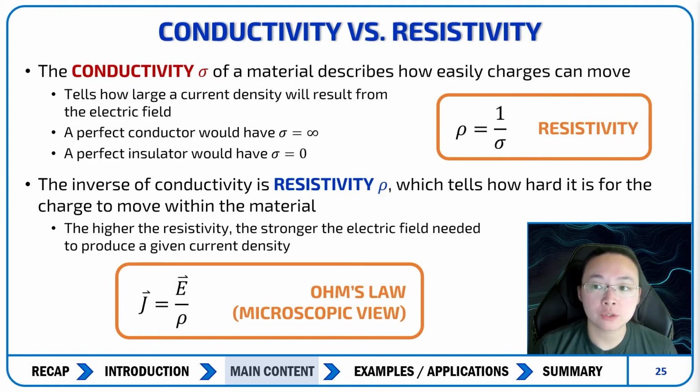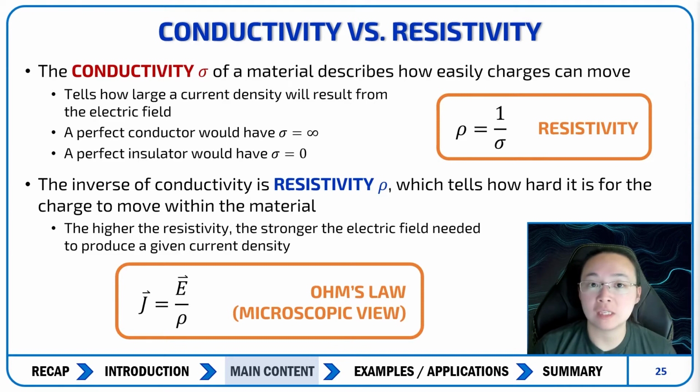A perfect conductor will have sigma equals infinity, as in the charge just freely flows through the object. And a perfect insulator would have sigma equals 0, as in zero charge can flow through the object. So conductivity is a good measurement of how easily a charge can move through an object. Now, if we're taking a look at resistivity, we're just going to briefly describe what it means.